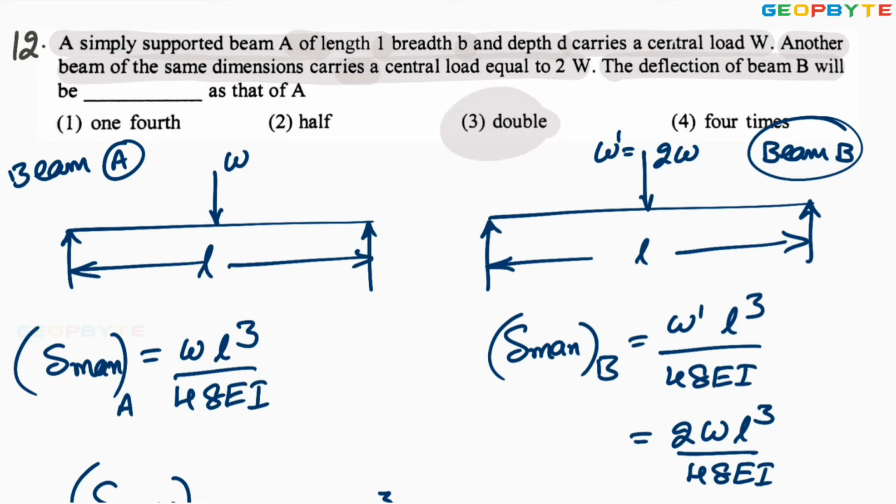That means deflection maintained by the beam B is 2 times that of the A. Third option is absolutely correct. I hope you got my point. This is also a very, very important problem. Let us take one more problem.